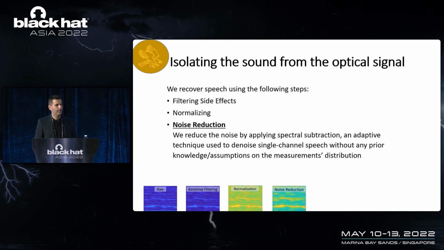And we also apply some noise reduction techniques. There are various noise reduction techniques that can be used. We actually use spectral subtraction. Spectral subtraction is an adaptive technique that is used to denoise single channel speech. And the primary advantage of this technique is the fact that it doesn't rely on any prior knowledge, or make any assumptions regarding the distribution of the noise.